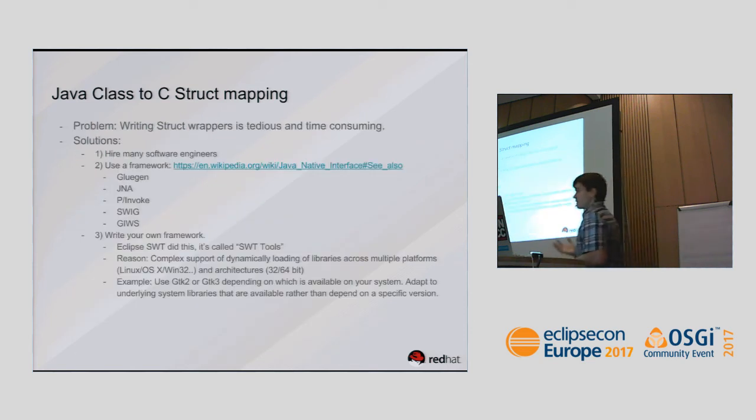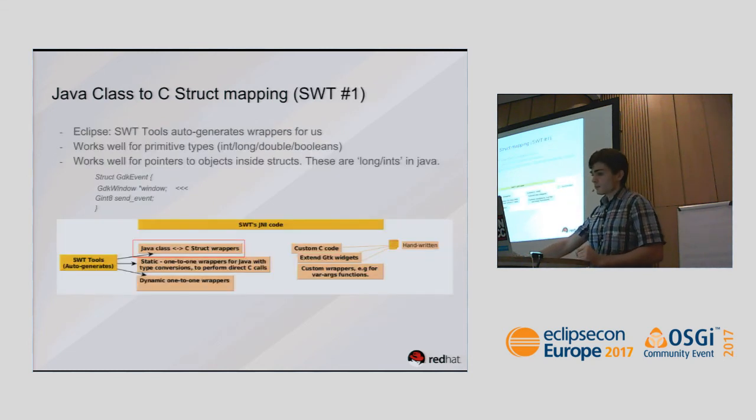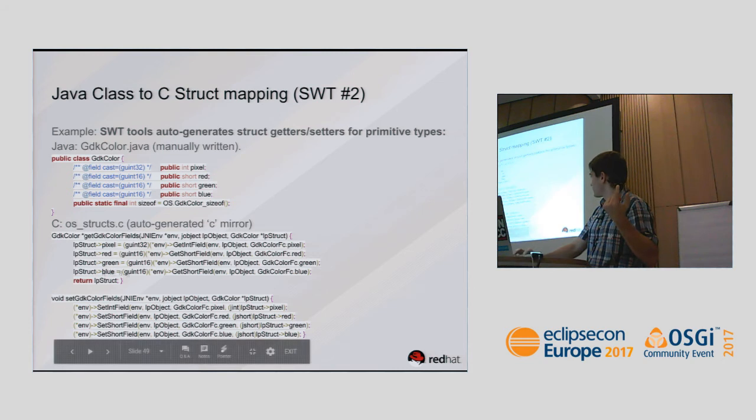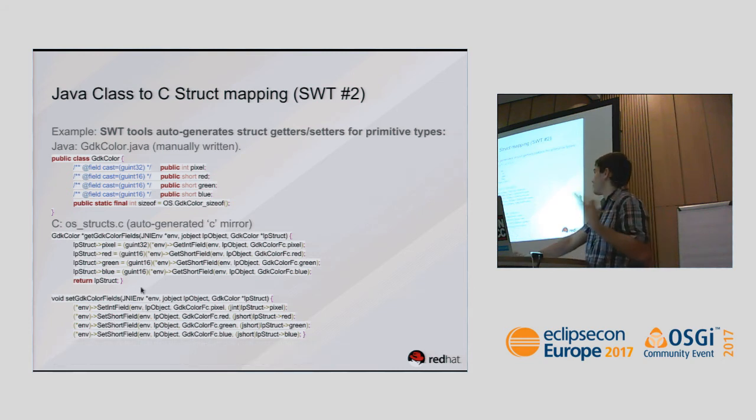So how do you deal with that situation? Option number one, you hire many software engineers, but that gets pretty tedious pretty quick as well. Another option is to use a framework. Modern frameworks do most of it for you. They cover most of the basic use cases, so I do recommend those. SWT was started a long time ago, and we needed some very custom functionality, so we ended up writing our own framework that does it for us. It looks at the Java class, like here at the top, and automatically generates the boilerplate mirroring code for us.